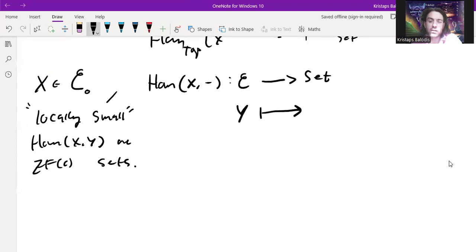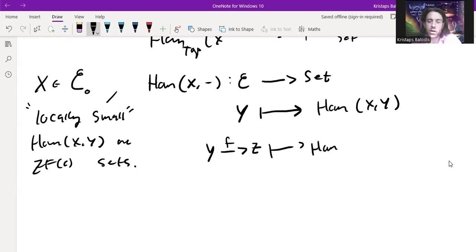And well, you can imagine, what's it going to do? It's going to send an object Y to the set of homomorphisms from X to Y. And what is it going to do on morphisms? Well, suppose I have a morphism Y to Z, then I need to come up with a morphism from Hom X Y to Hom X Z. Well, I can just post compose with F, right?